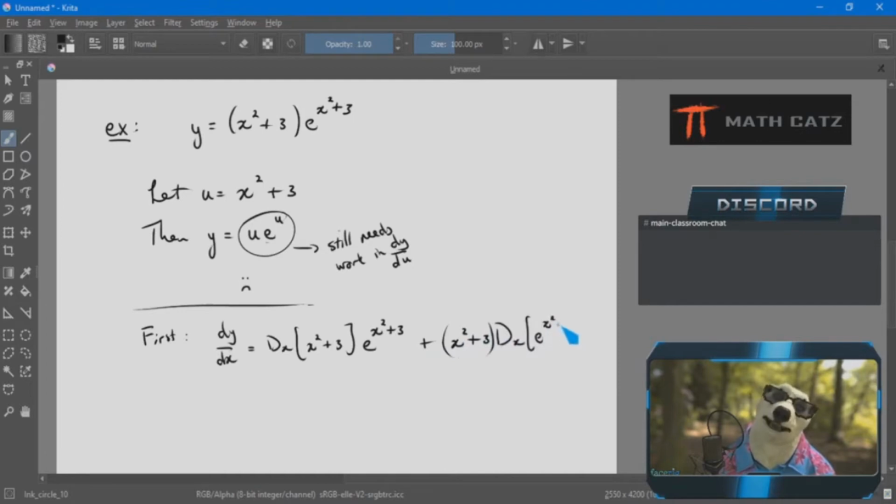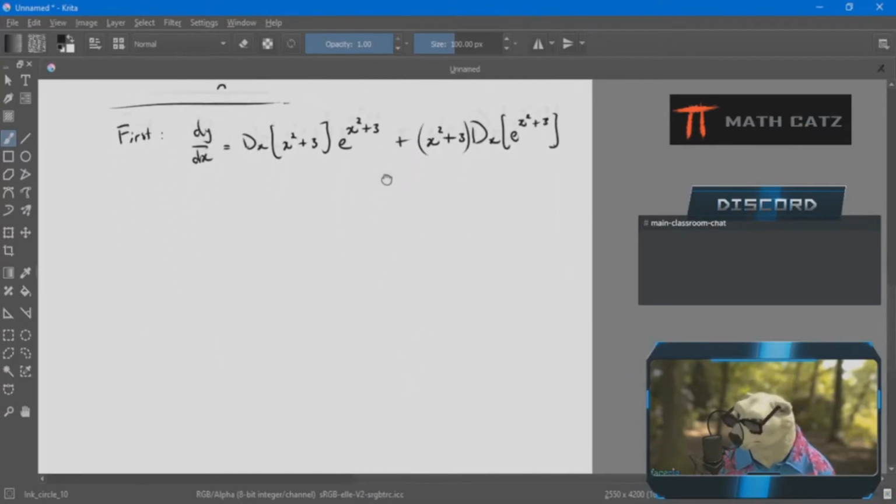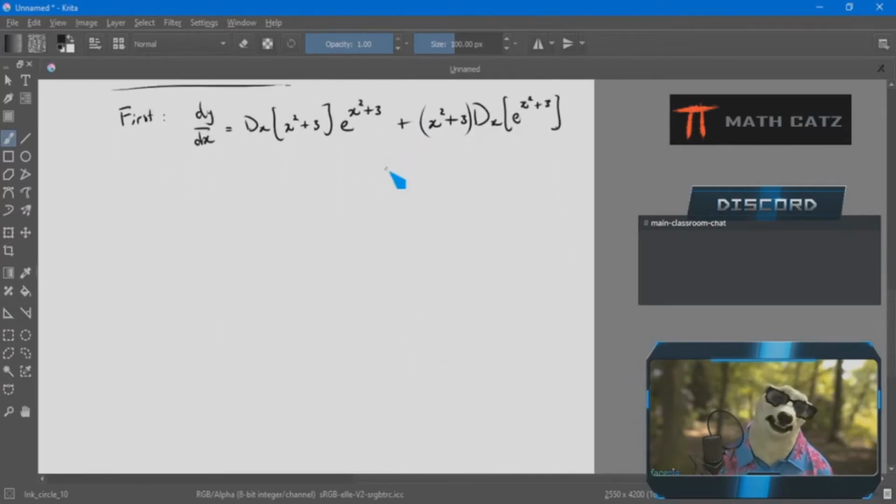So what the product rule has helped me to do is isolate these factors, so I don't have to look at the derivative of all of it, but just individually. The downside being that, okay, I have multiple terms, but that's not that big a deal, really. So now the first one's super easy, 2x, and the e to the x squared plus 3 stays. The bracket is still there.